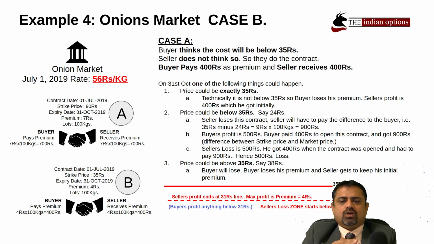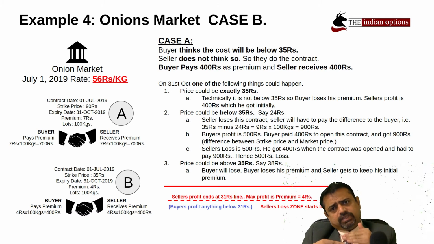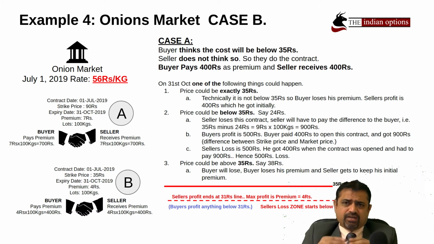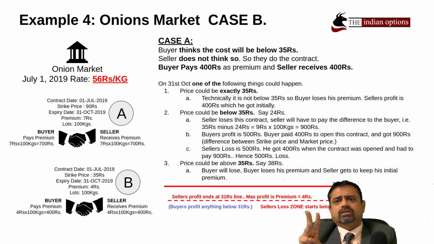Now on October 31st, three things again would happen. The price would be exactly 35, the price would be below 35, or the price would be above 35. Let's see what happens in each of these scenarios.